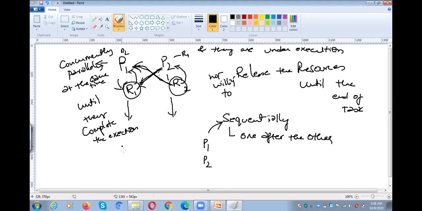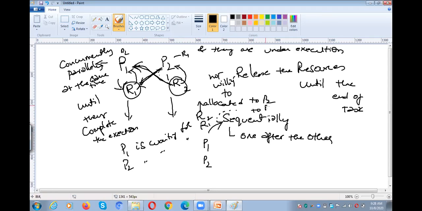Like that, P1 is waiting for the resource which was already allocated to P2. Likewise, P2 is waiting for the resource R1, which is allocated to P1. So both processes went to the waiting state. Okay, so a deadlock will happen. They never release the resource to the other process. So that might be the reason for the deadlock.